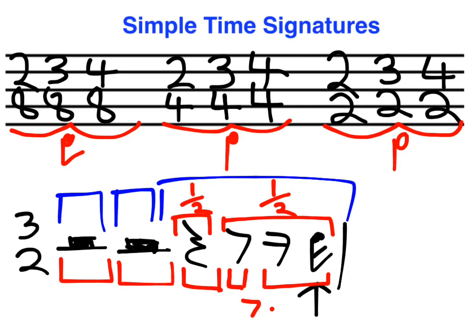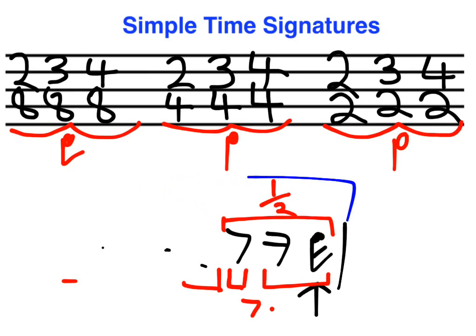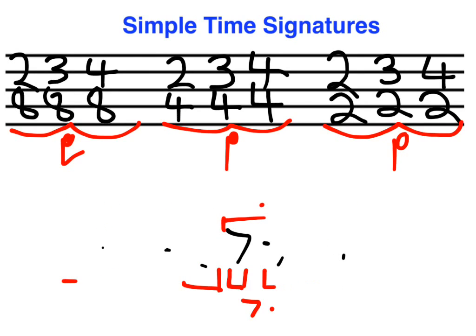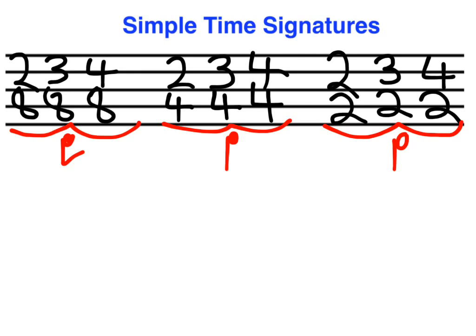Okay, so basically that's simple time signatures, and I just want to go over again what makes them simple. What is the simple part? What unites all of these time signatures together as being simple time signatures? Well, the main thing is a time signature that allows you to split a beat into 2 equal parts is known as a simple time signature. Okay, so if you can split a beat into 2 equal parts, then it's a simple time signature.